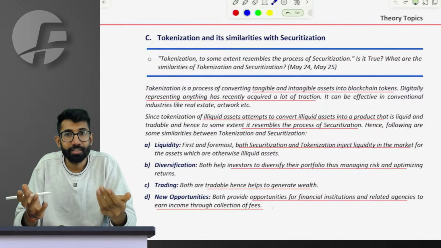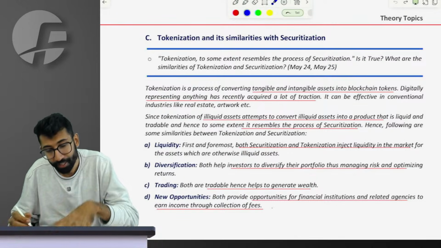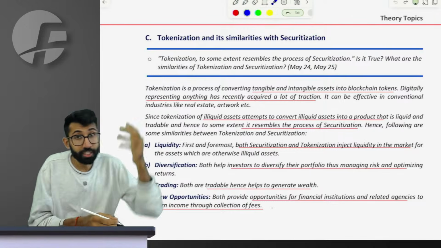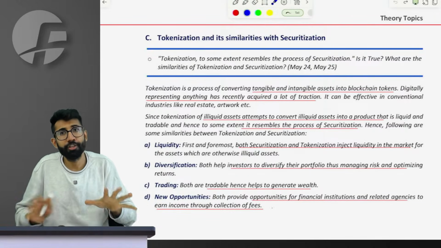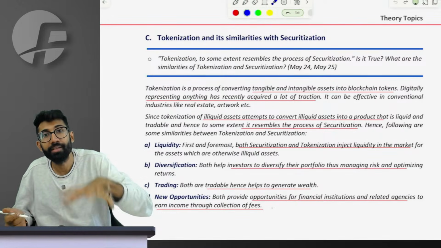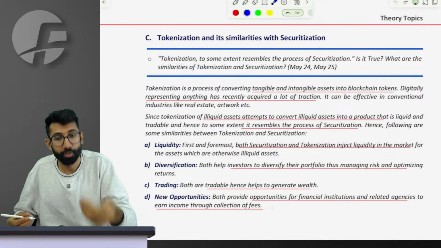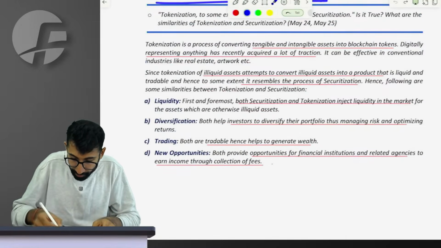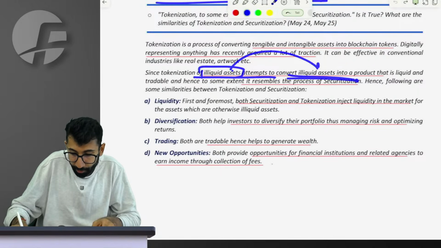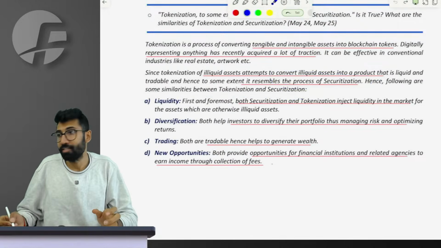Do you agree securitization also involves converting illiquid assets into marketable securities? In a very similar way, if there is artwork, a real estate property, or gold, which are all illiquid and distributed across different geographies of India, and they are converted to tokens, they are commonly accessible by all Indians on a common platform, making them more tradable and giving them more liquidity, which is why they are linked. Sir, since tokenization of illiquid assets attempts to convert them into liquid ones, it resembles the process of securitization.